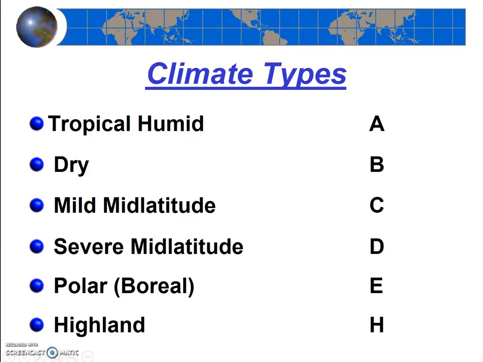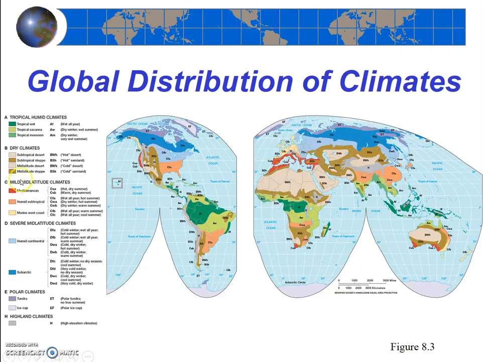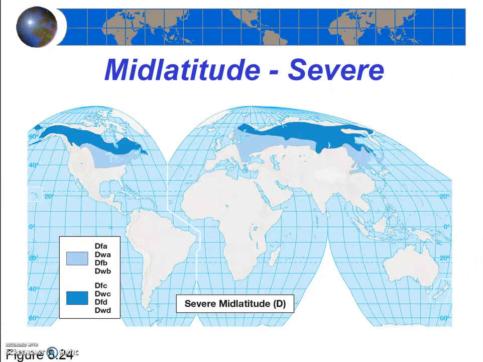As we work our way through the different climate groups, we've now gotten to the severe mid-latitude climates, our D climates. Take a look at their global distribution. You're looking for the light blue and the dark blue colors on this map. As their name implies, they're found in the mid-latitudes, usually between 40 and 70 degrees north, and they're slightly more poleward than our C climates were, our mild mid-latitude climates.